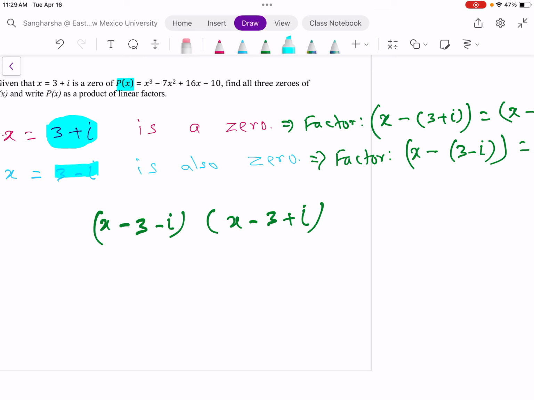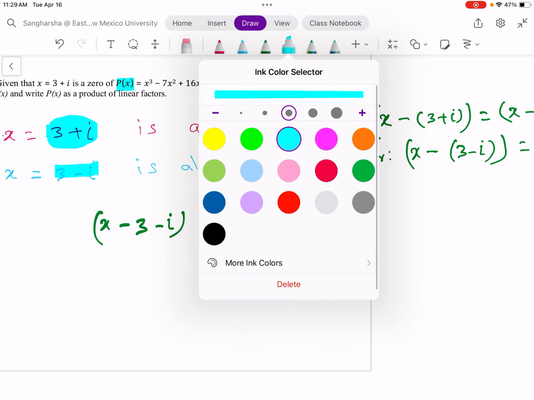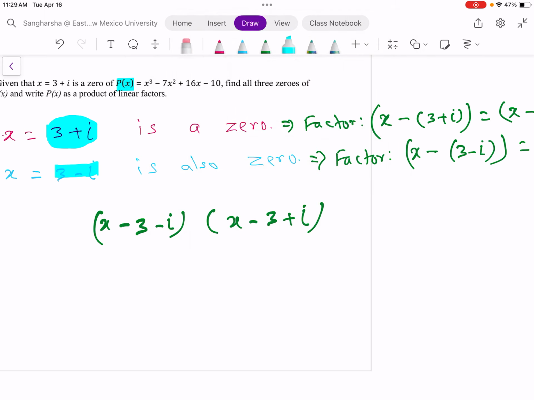So let's get rid of i here, okay? We don't want i here, and how can we? If we distribute, how can we get rid of this i here? Now we have these two factors. Let me call x minus 3 a, and i is b. So what do we have here? a minus b times a plus b.